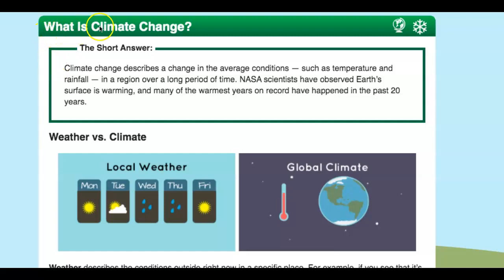And the question is, what is climate change? The short answer, the nice and easy answer. Climate change describes a change in the average conditions, such as temperature and rainfall, in a region over a long period of time. NASA scientists have observed Earth's surface is warming, and many of the warmest years on record have happened in the last 20 years.